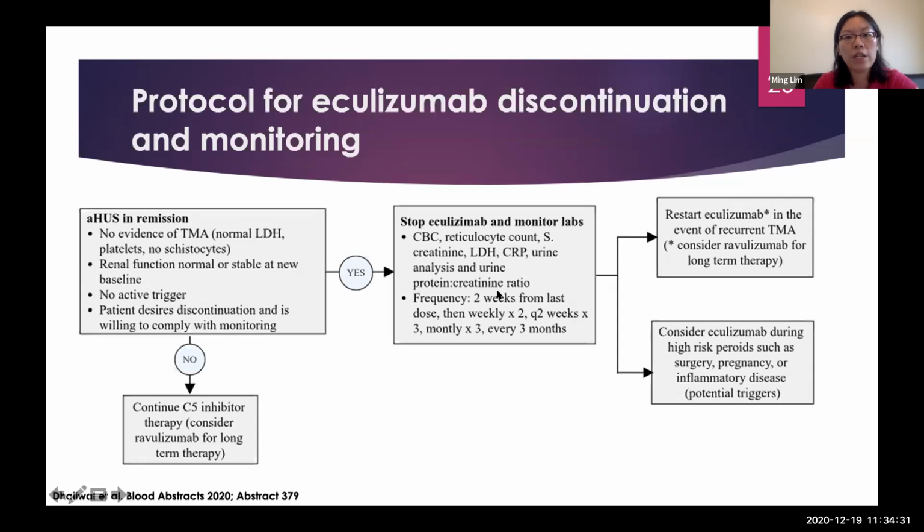And if the patient's not willing to, or they don't fit any of these criteria, you continue eculizumab. But if they're willing to, then you would stop and monitor these labs, which includes CBC, reticulocyte count, creatinine, LDH, CRP, urine analysis, and protein creatinine ratio. And it gives you the frequency: you would do it 2 weeks from the last dose, and then every week for 2 weeks, and then every 2 weeks for 3 times, and then every month, and then every 3 months onward. And if from these labs you notice a recurrence, you restart eculizumab, or you only reconsider eculizumab during high-risk periods, for instance, if they're going for surgery, if they become pregnant, or they have any inflammatory disease.